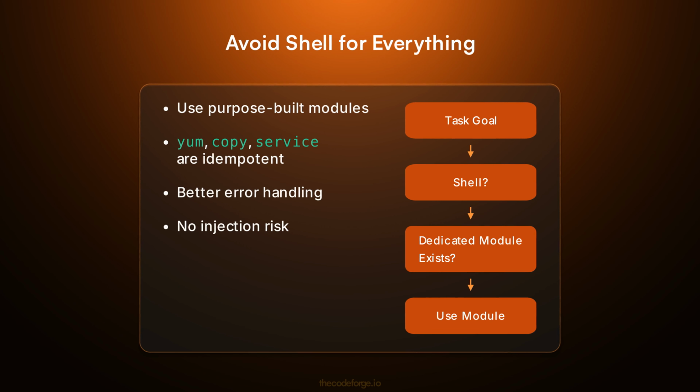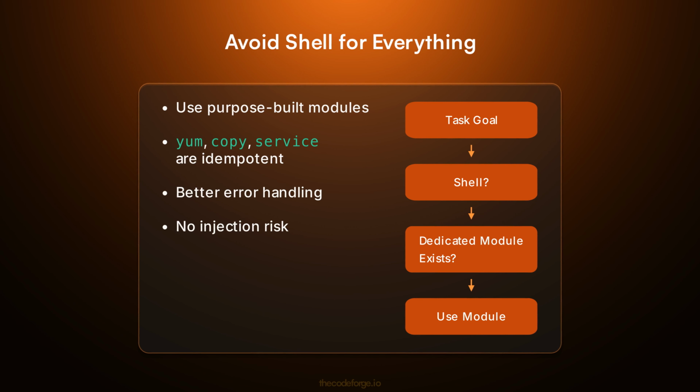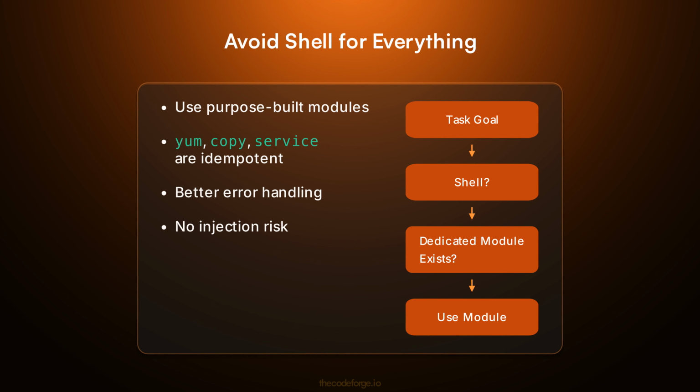One of the most common mistakes is using shell for everything. But Ansible has a rich set of modules that are idempotent by design, handle edge cases, and provide clear error messages. For package management, use yum or apt. For file operations, use copy or template. For services, use service or systemd.